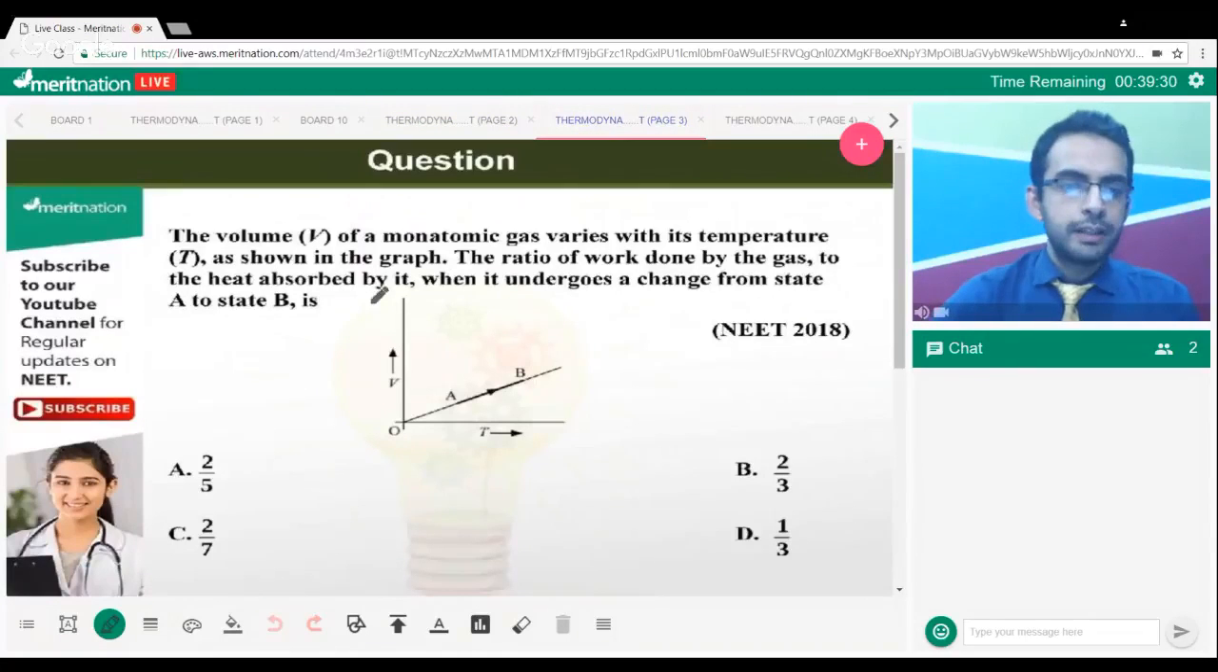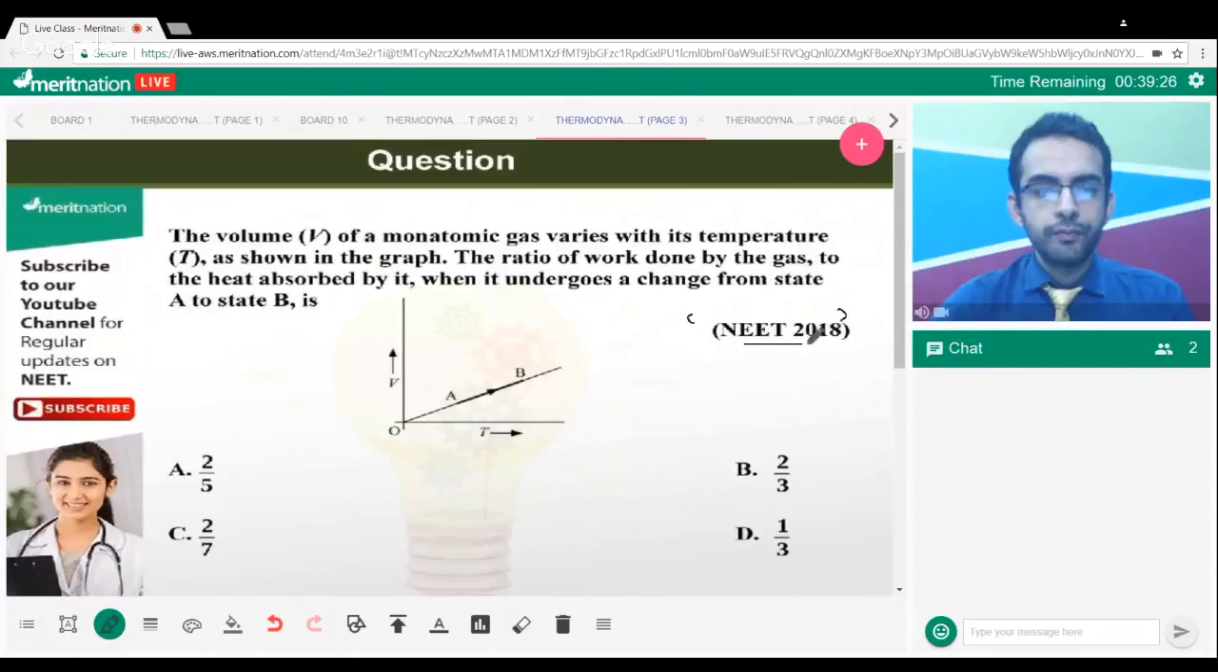Now this question came in NEET 2018. The question says the volume V of a monoatomic gas varies with its temperature T as shown in the graph. The ratio of work done by the gas to the heat absorbed by it when it undergoes a change from state A to state B.